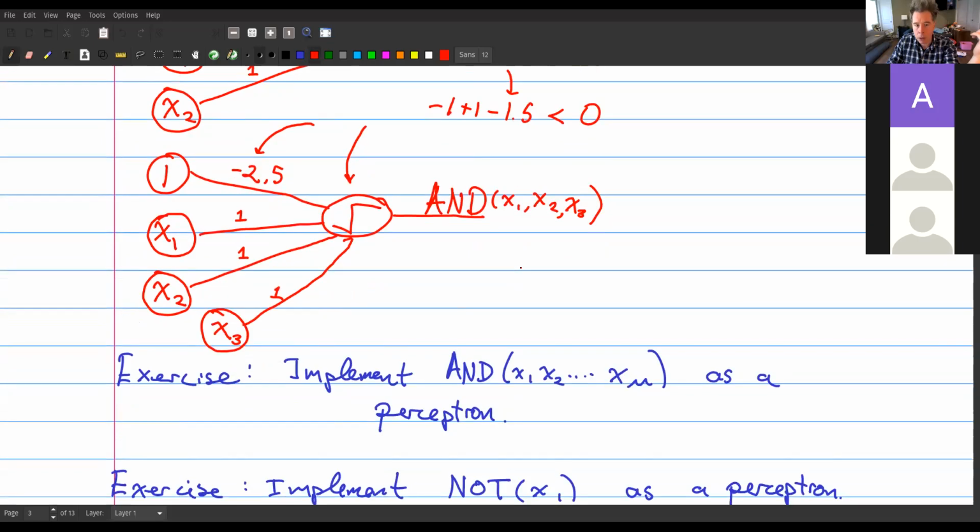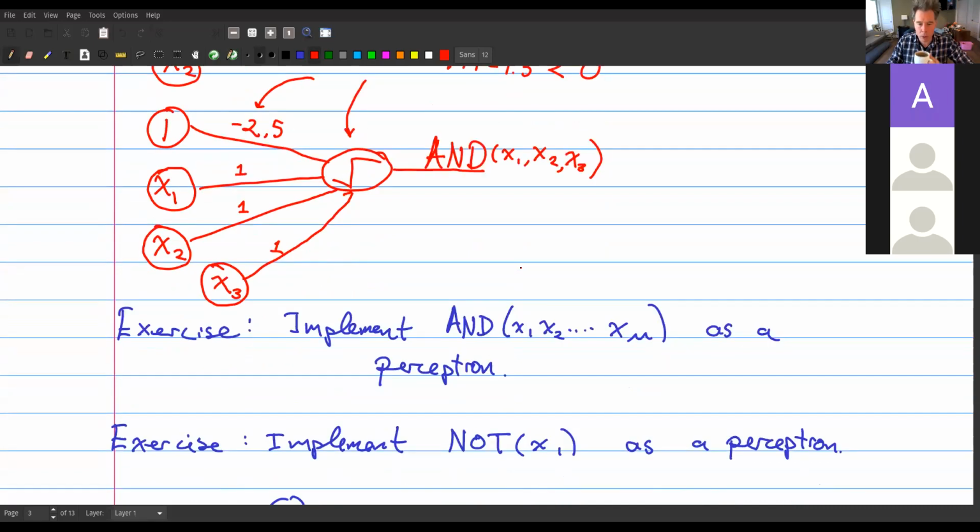Is negative 2.5 a bias? Yeah, that's the bias weight. Okay, great. That makes the word bias make sense. So you have kind of a bias towards not firing that you have to overcome with the other inputs.